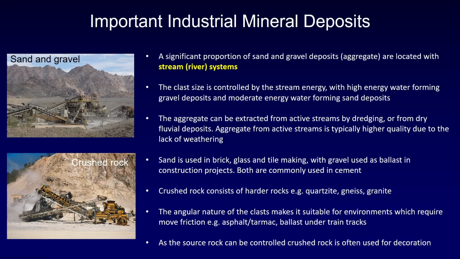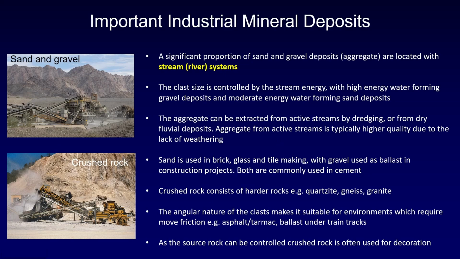Now, the aggregate can be extracted from active streams by dredging, or you can extract it from dry streams using excavators. So, if we look at this plant here, what's happening? Well, we have a situation where we're going to have excavators just digging up the sediment from an old dry river, and it's going to feed it into this plant, and the plant's going to sort the sand and gravel into separate sizes and split it off and put it in separate bags for different uses.